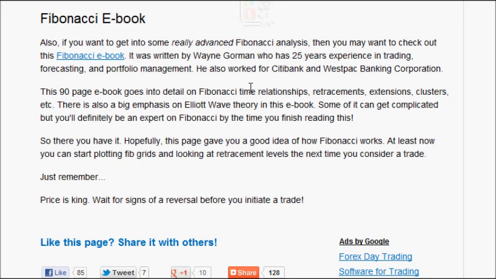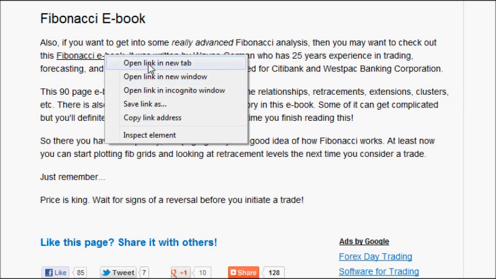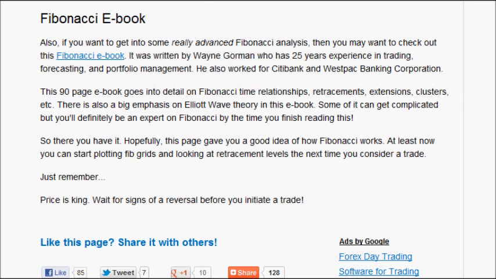I didn't think there was such a thing as advanced Fibonacci analysis, because if there was, then the type of stuff that I talk about would be on the internet. Oh man, this is confusing. Anyway, and then you may want to check out this Fibonacci ebook. It was written by Wayne Gorman, who has 25 years experience in trading, forecasting, and portfolio management. This 90-page ebook goes into detail on Fibonacci time relationships, retracements, and here's the deal. I'm saying there's about a 99.8 to 99.9% chance that the exponential Fibonacci is not calculated. Now, I don't even think I'm going to be able to take a look at it because they're probably going to try to sell it.